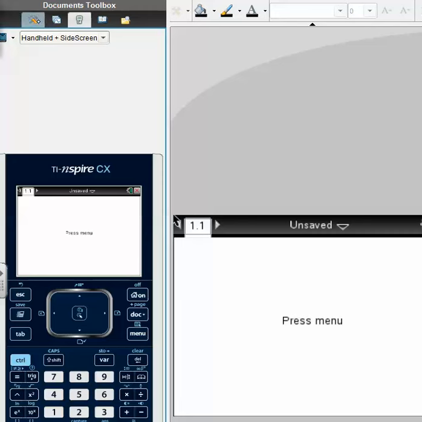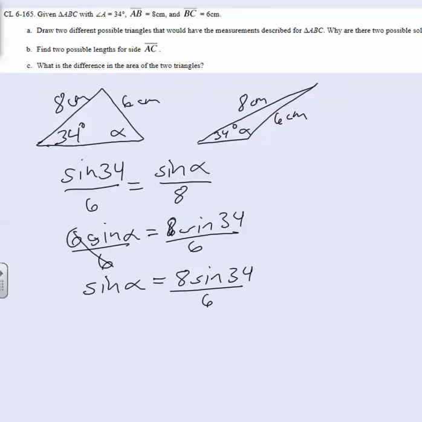Where's my view that only shows my calculator? I need to figure out how to do that in a bit. Here, I'll just do it on my calculator over here.